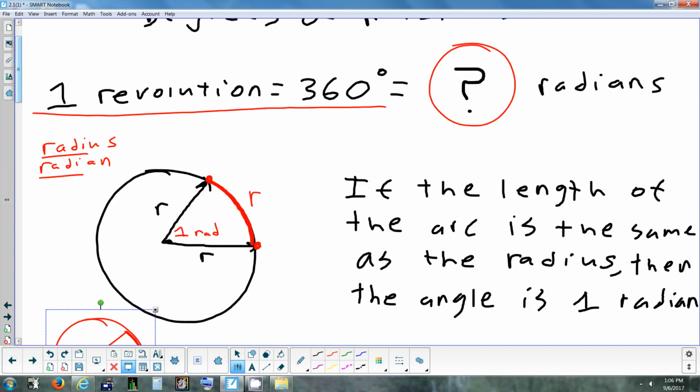It still doesn't answer anything numeric. It doesn't tell you, oh, 1 radian is this many degrees. It doesn't tell you that. It just gives you kind of something to visualize in your head for a radian.